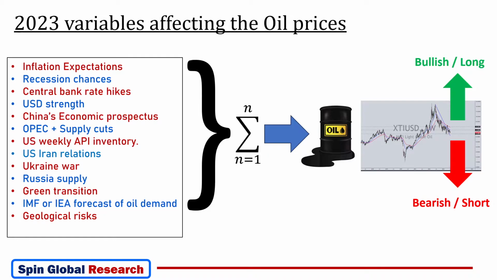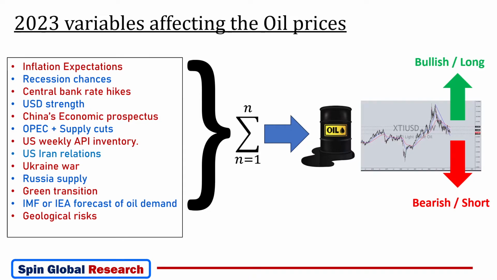For example, at present at Spin Global, our hypothesis is suggesting that the US will end up having a soft landing. Soft landing means that without affecting economic output too much, the central bank has managed to keep the interest rate high throughout 2023 and 2024. That will give a boost to US dollar strength, and eventually it will affect the oil prices.